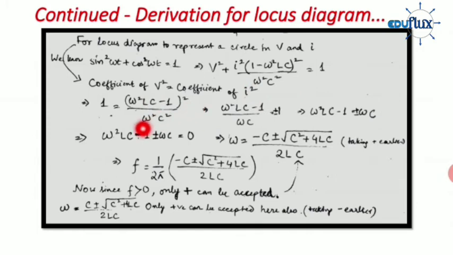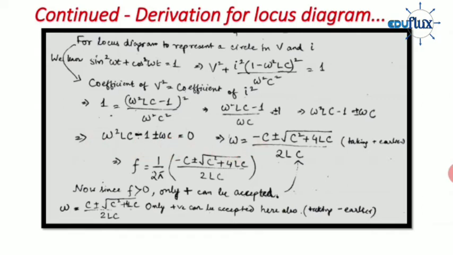So omega square LC minus 1 by omega c, the whole squared, equal to 1. So omega square LC minus 1 by omega c equal to plus 1 or minus 1. This is a square term, taking the square root on both sides will give plus 1 or minus 1. So omega square LC minus 1 equal to plus minus omega c. So omega square LC minus 1 plus minus omega c equal to 0.